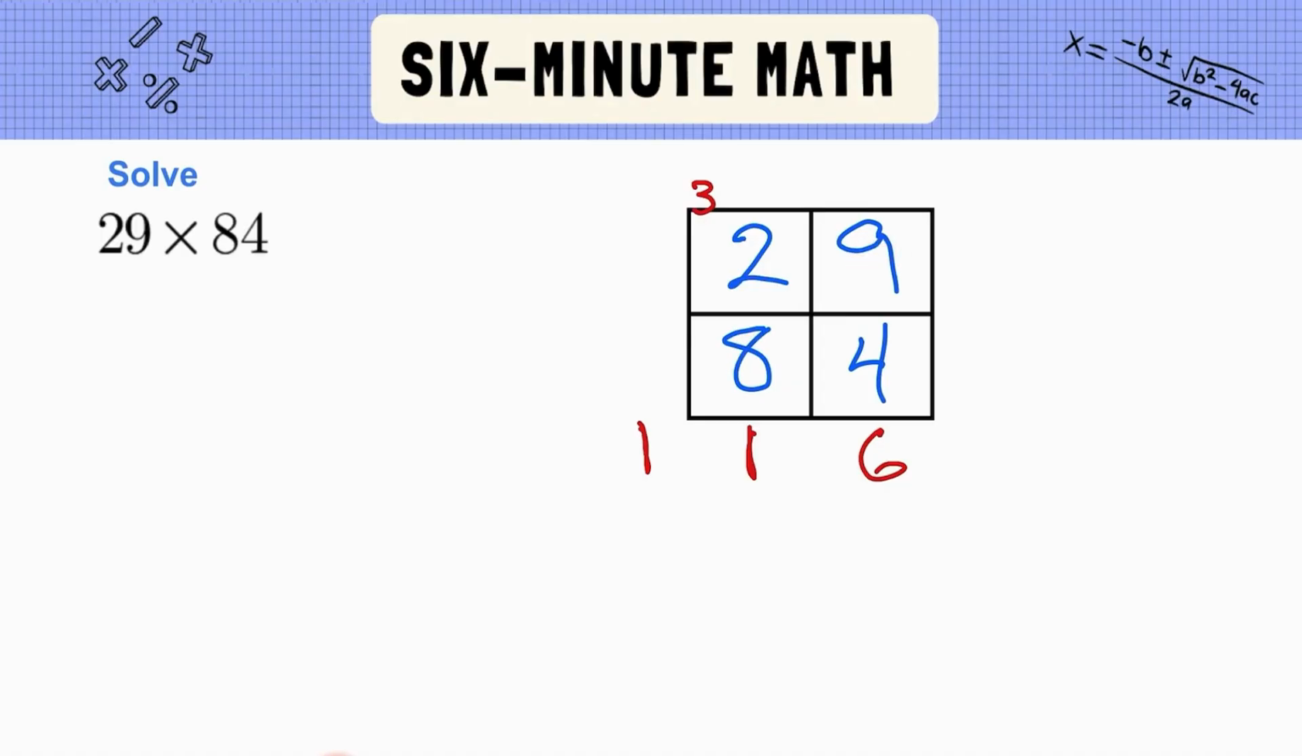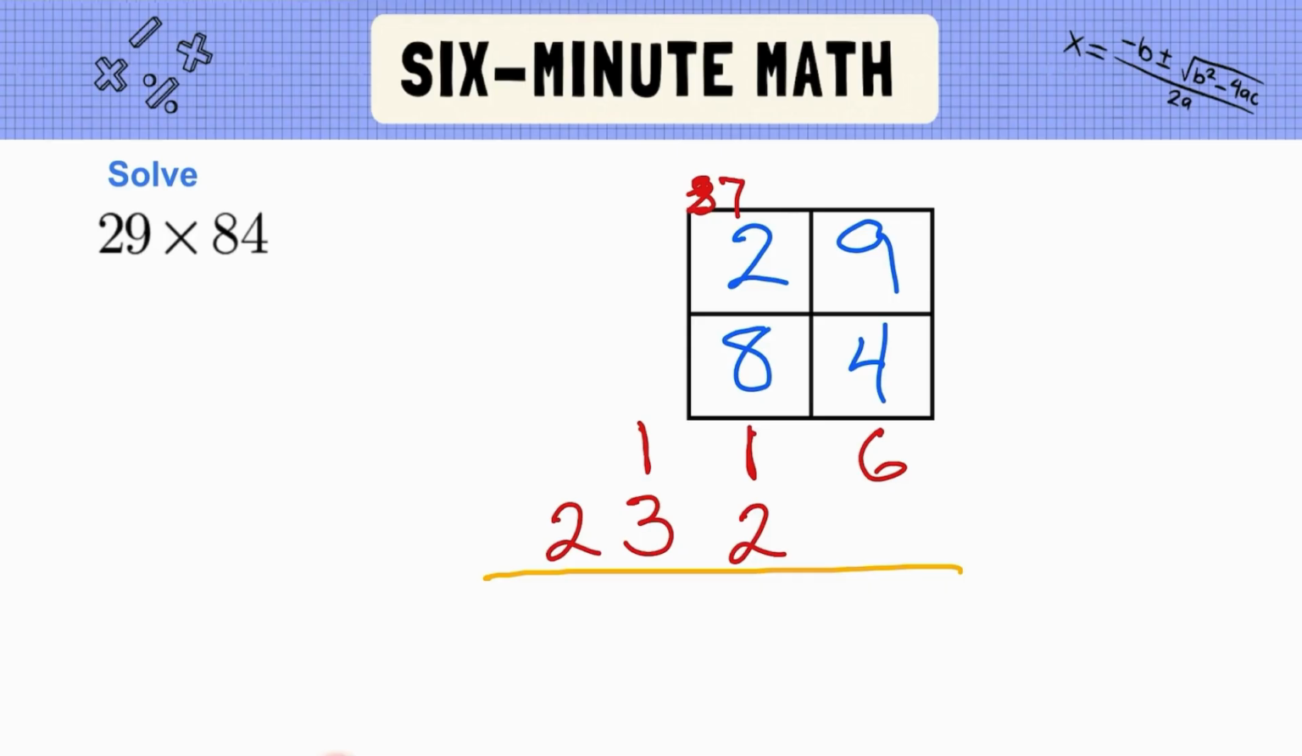8 times 9 is 72. So we again start our answer when we are multiplying our lower tens digit in that tens position. So we drop a 2, carry that 7. 8 times 2 is 16, plus 7 is 23. And then I can add all my numbers vertically.